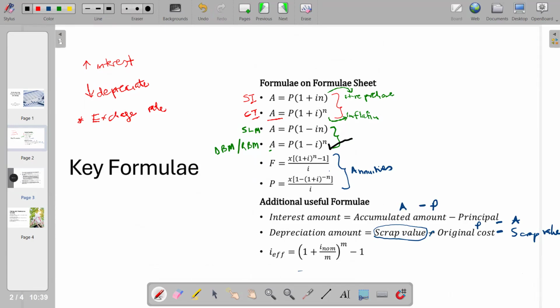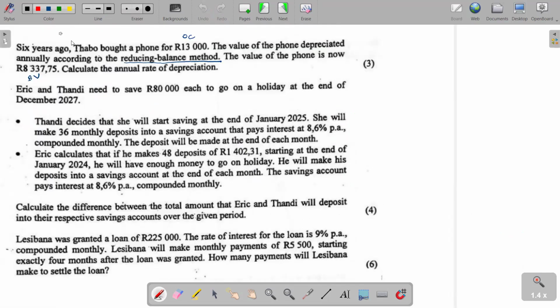So it means we are now going to have the formula A equal to P open bracket 1 minus I to the power N. Then you have to identify what you are given. Original cost, we said it's P. Then the book value, we said it's A.